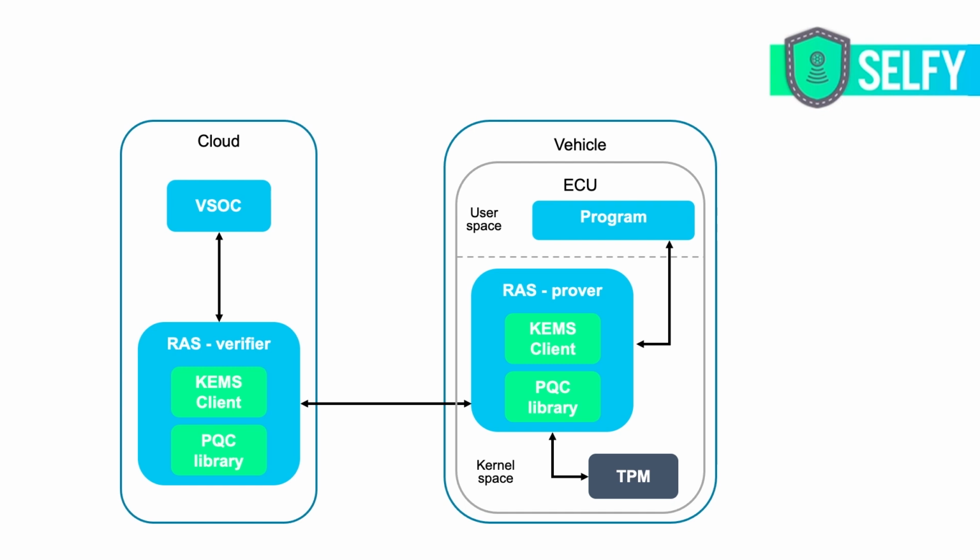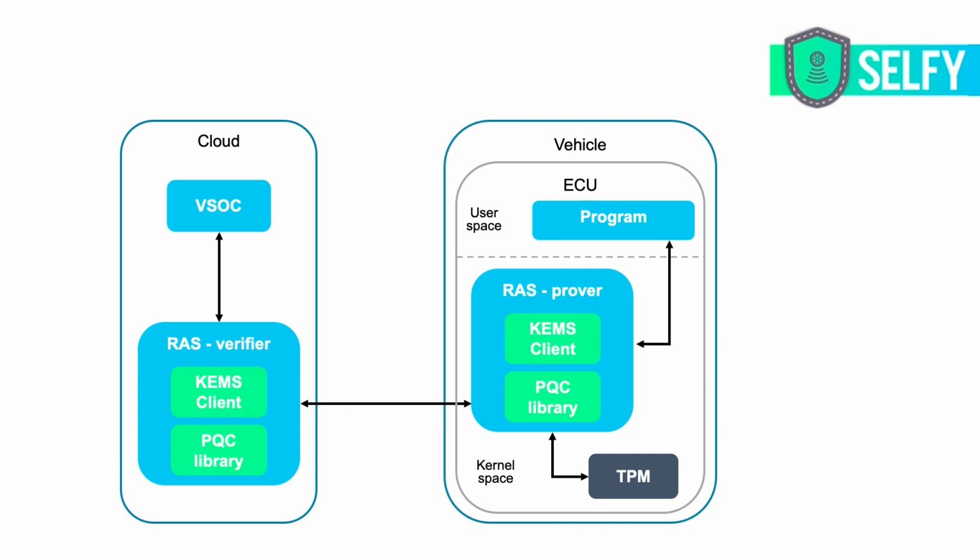This video demonstrates the Remote Attestation System tool, or RAS tool. The RAS tool is composed of two components, the verifier, which is in the cloud, and the prover located in the vehicle. The verifier is an entity that will request evidence of the execution of a program. It will compare this evidence to a reference value obtained before the deployment of the program to attest.